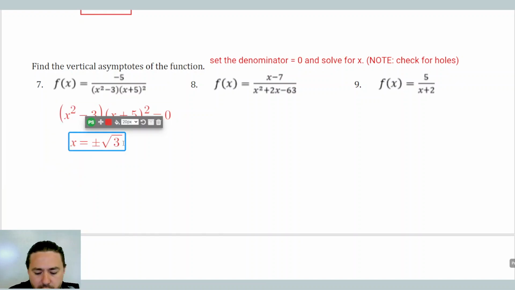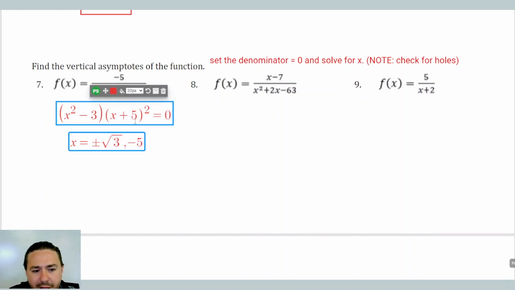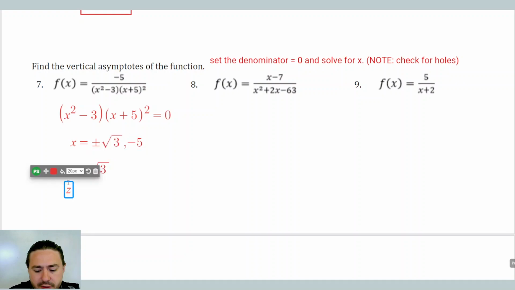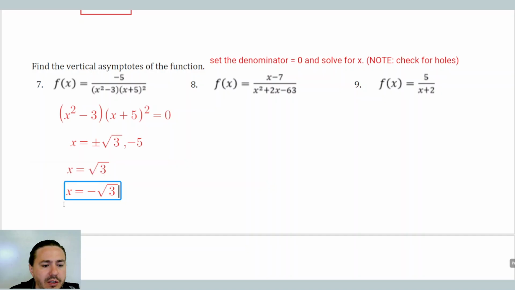And then we get another one at x equals negative 5, right? If I subtract 5 from both sides, I'll get negative 5. So I get 3 vertical asymptotes here, and I'll just write them separately. So I get one at x equals positive root 3, one at x equals negative root 3, and one at x equals negative 5.